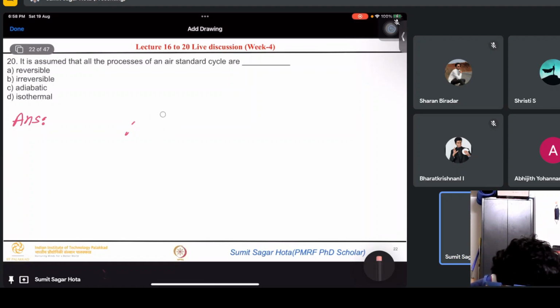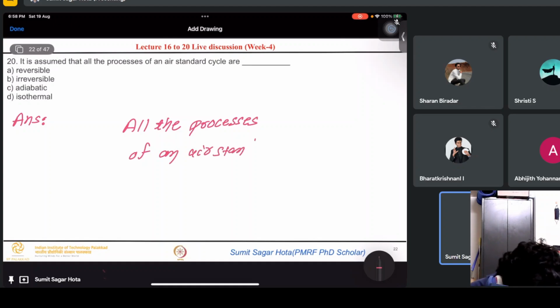So the common thing in all the cycles is the isentropic process. But in the options there is no isentropic. If isentropic were in the options, you would directly choose it. But there is no isentropic. Then what does isentropic mean? You have to know. Isentropic means reversible adiabatic. Okay, so now in the options reversible is there, adiabatic is also there.